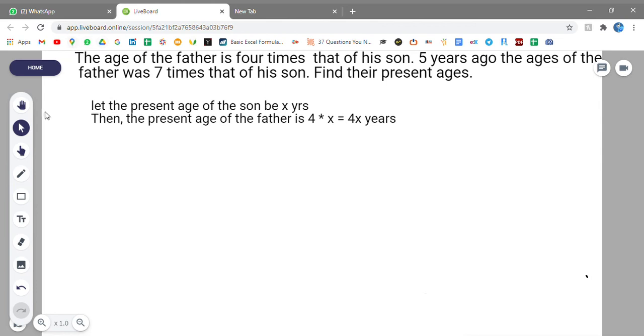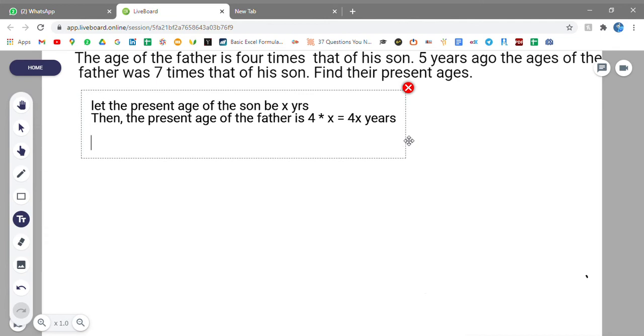So this is what we understood. This is the first part of the problem, that is the age of father is 4 times that of his son. Now let us go to the second part of the problem. 5 years ago, the age of the father was 7 times that of his son. So now we finished the first part. The second part, let us define the variables.